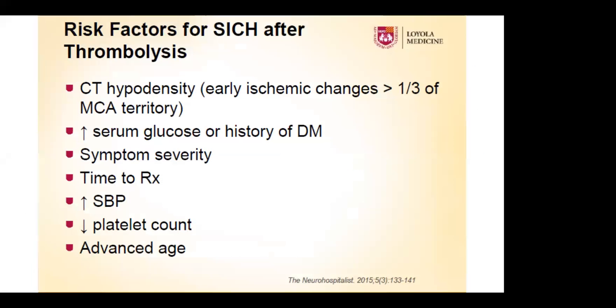All right. These are some risk factors we should actually take into account in anticipation of whether this particular patient is at a higher risk for bleed or not. At point of contact, if the CT shows more than 1/3 MCA territory infarct, or if the patient has severe hyperglycemia or any history of diabetes mellitus, or the time to treat is later, or the severity of the symptoms is quite severe. If the patient presents with a very high BP at point of contact or low platelet, or even an older gentleman or lady, these patients are at high risk for developing hemorrhagic transformation.